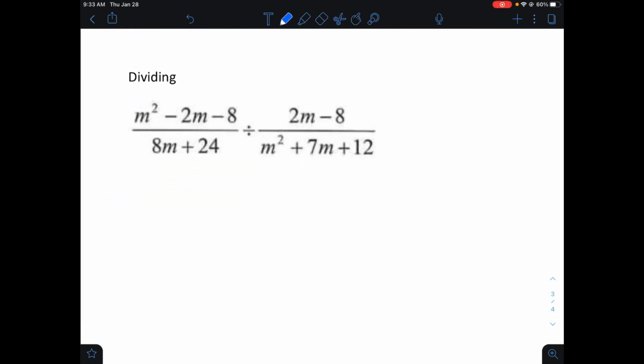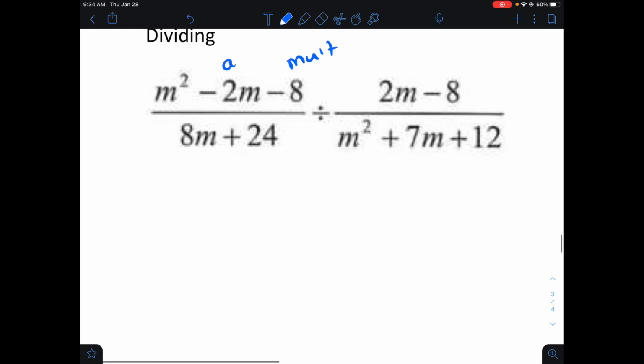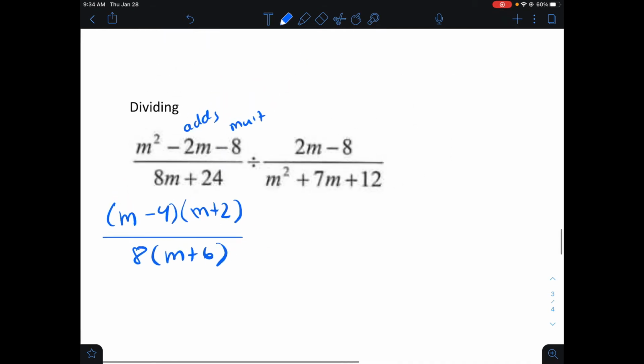Now we've got dividing. So again, factoring, our favorite thing to do. We have to go ahead and factor this. I have to figure out what multiplies to give me a -8 and adds to give me a -2. Let's see, how about m minus 4 and m plus 2? That's going to give us our -8. And then on the bottom, I can take a GCF out, I can take an 8 out, and I get m plus 6. Now, with dividing, don't forget to flip.